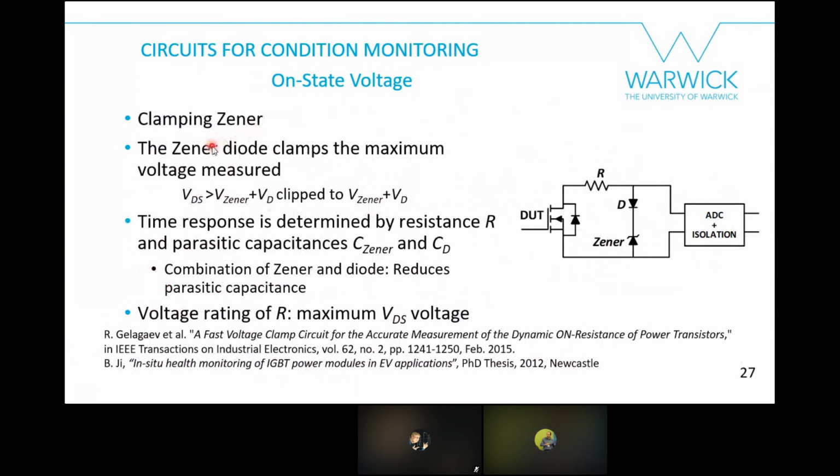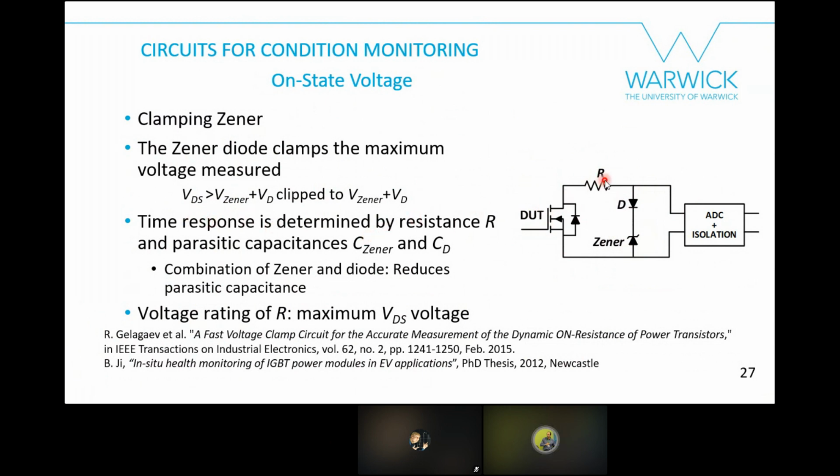You can also use a clamping zener. So it is similar. You want to monitor the voltage across your device under test, and you have just a clamping sensor. This sensor will clamp the maximum voltage that you're going to measure. So this is a slight modification. I will explain later why you require this diode. So if the drain source voltage is higher than the sensor plus this diode, the voltage is clamped and you measure that voltage. If the voltage is lower than this clamping voltage, you're going to monitor the on-state voltage.